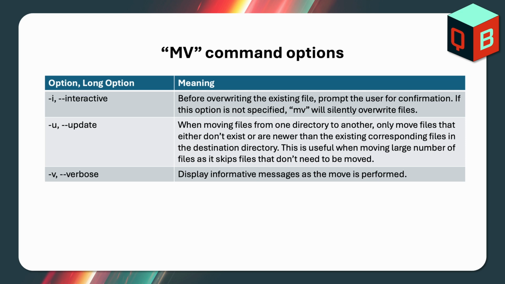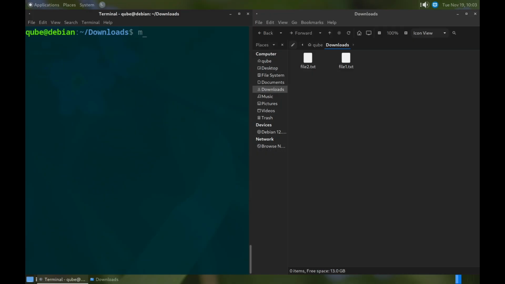The mv command shares many of the same options as the cp command. Let's have a look at it. Let's see some more examples of the mv command. If we specify the -i option, we will get a prompt if the destination file already exists. Without the -i option, we will not be prompted.